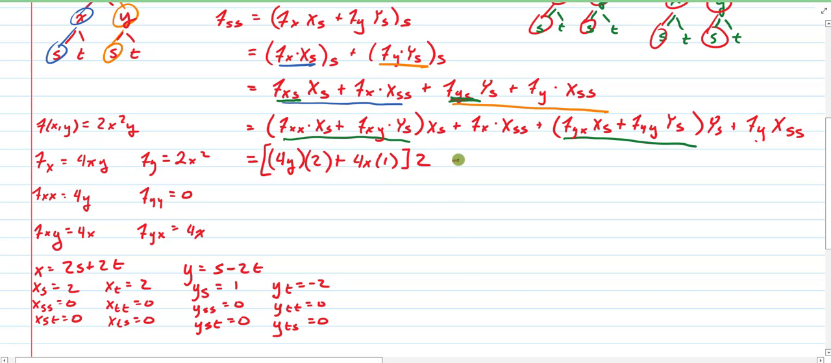If you want, you can fill in this expression. We have f sub x, which is 4xy, but we're going to multiply that in this case by x sub ss, which we've said is 0, plus, and then we're just filling this out. So I'm just going to go ahead and fill this out quietly, and I'll let you try it yourself.